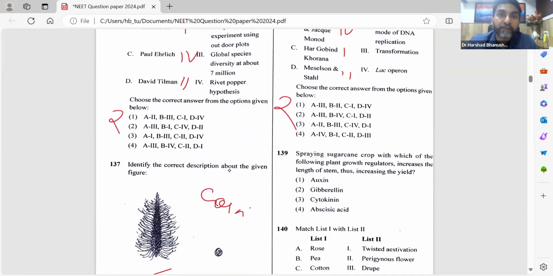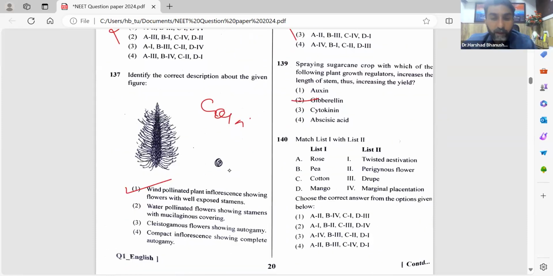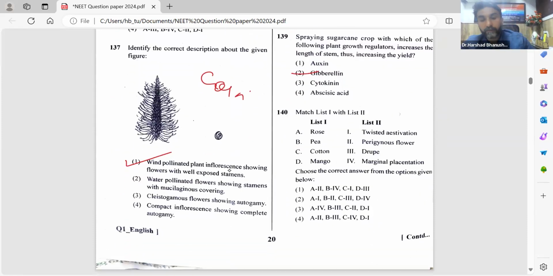Length of sugarcane stalks is increased by gibberellins. So answer would be 2 in this case. Now, next, if you see plum, rose, peach, so perigynous, so A would be an example of 2. B is marginal placentation, so 4. Cotton is twisted and mango is drupe. So D would be 3. So it's 2, 4, 1, 3, which is option number 1 in this case.